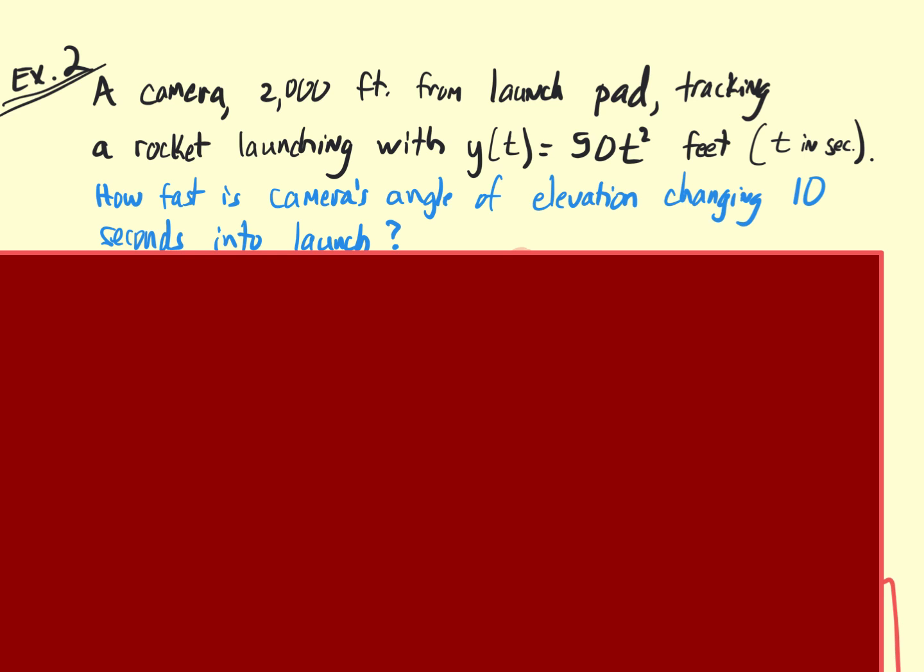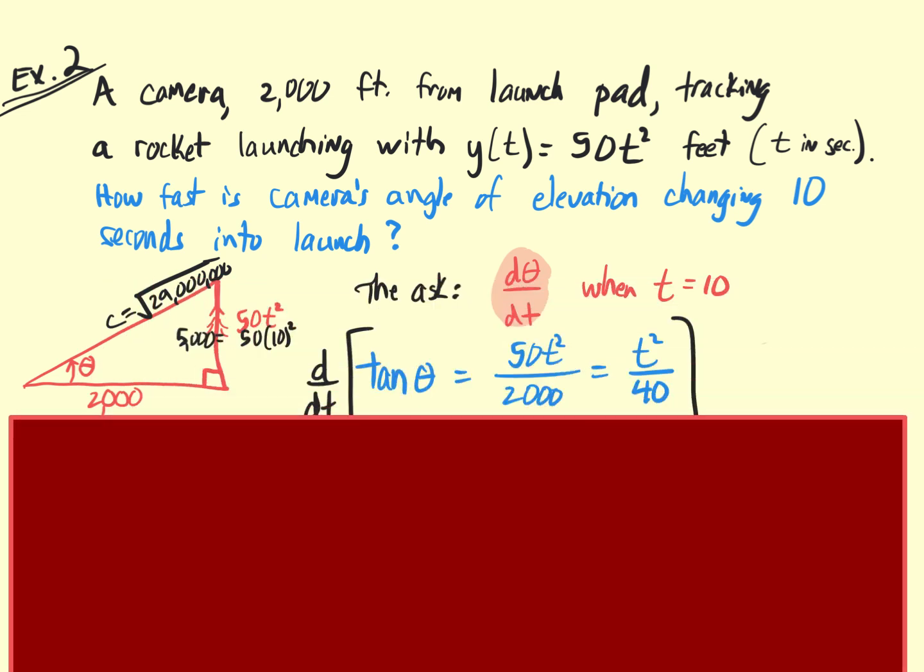All right, in this example, we have a camera tracking a launching rocket. So that picture is pretty easy to make. It's 2,000 feet away, and the rocket's height is 50 times the square of the number of seconds. Find how fast the camera angle of elevation is changing when t is 10. So in this problem, we had an expression for the height. We knew the distance away was 2,000, so with respect to theta, that's the opposite and adjacent side, or a tangent ratio. So tangent of theta is 50t squared over 2,000. We can reduce that. All right, so that was easy.